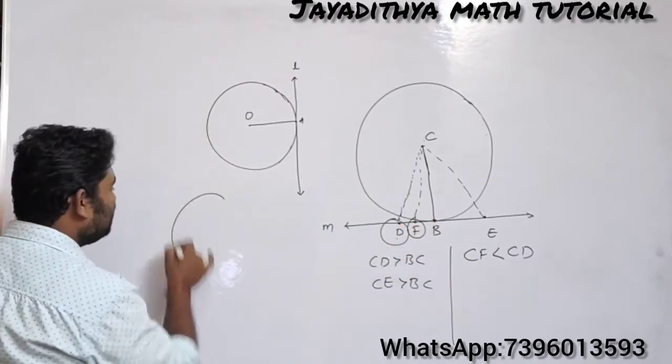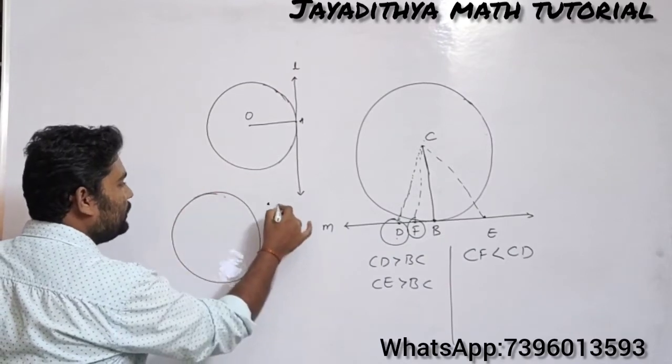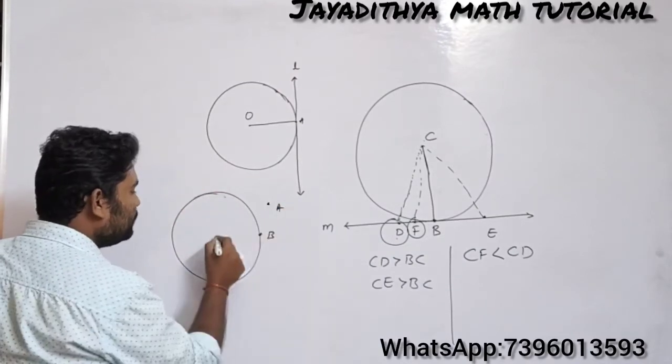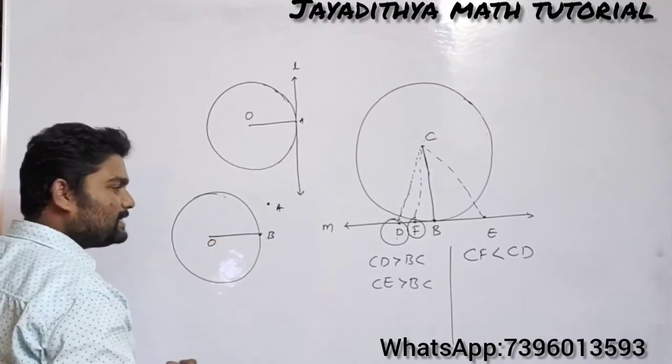Now, let me explain you clearly. For example, there is a point A, and here on the circle there is a point B. So if you observe now, let me take this as center O.